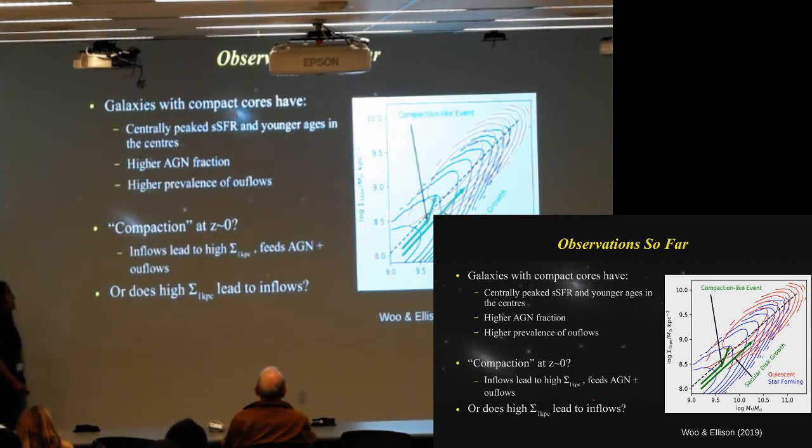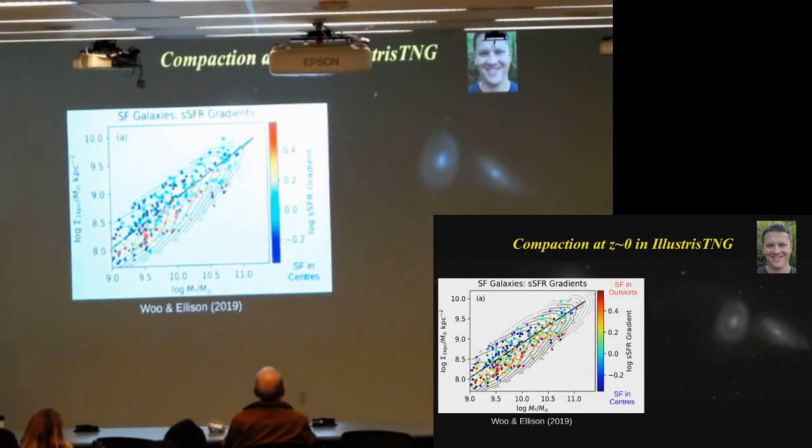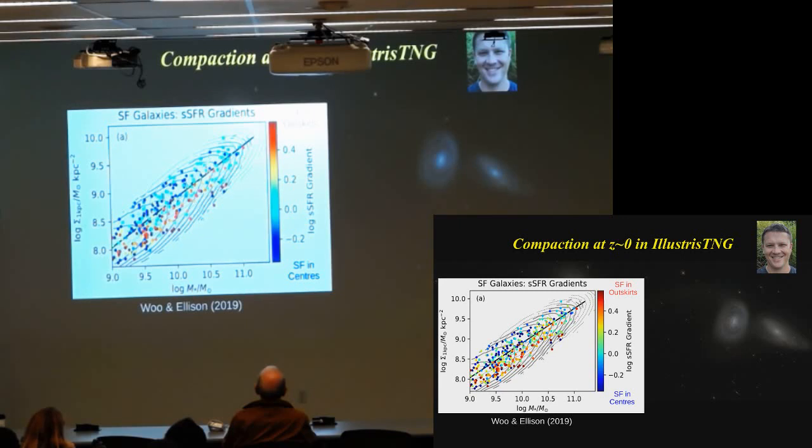So we decided to ask, well, what are these galaxies doing? If we see these galaxies at redshift 0, what was their recent history? Did they undergo some sort of compaction or not? So in order to answer this, we looked in the Illustris TNG. So here I have the same diagram I showed you before, sigma 1 versus Mstar, and we wanted to see if this could be reproduced in Illustris TNG.